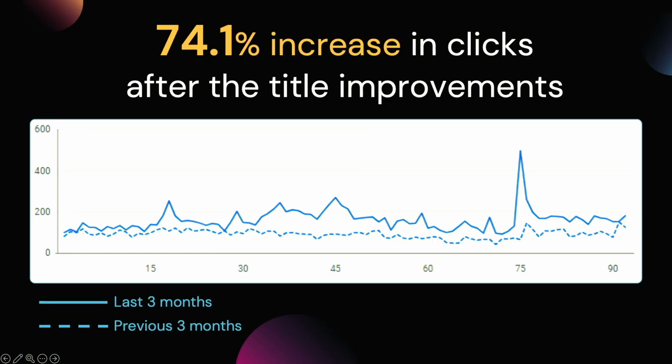Here's a quick real-world example of this in action. For this client, we focused on improving their page title to be more compelling in the search results. The impact was huge, a 74.1% increase in clicks in a 3-month period. This chart shows the traffic before the changes with a dotted line and the traffic after with a solid line. It's a clear example of how improving the visual appeal of your title can drive significantly more traffic to your site.